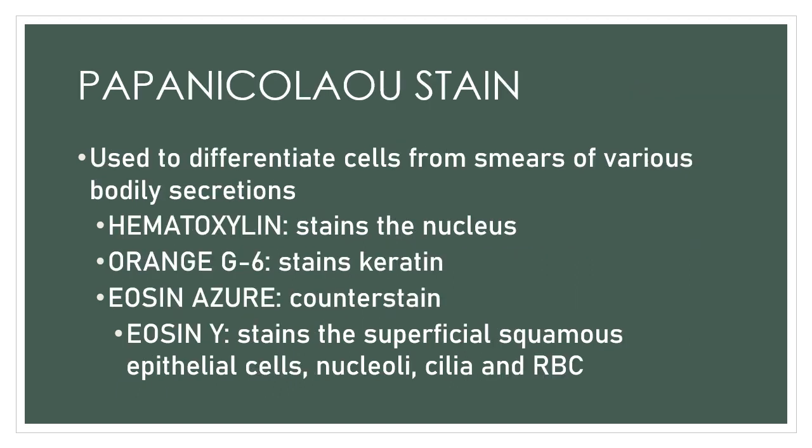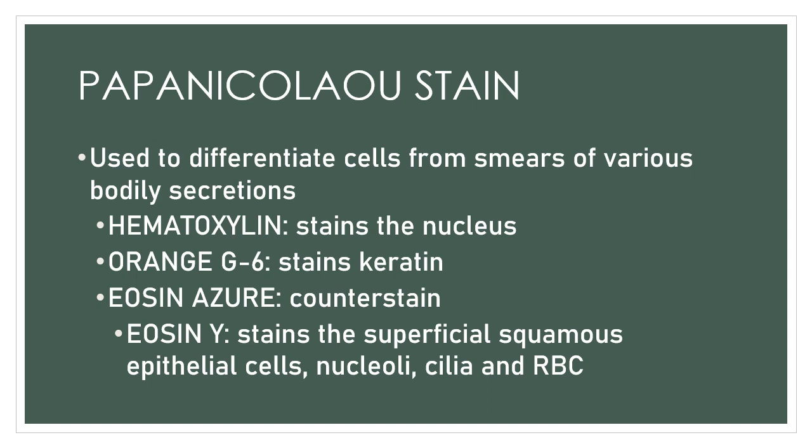You've already prepared your smear and fixed it, then of course we're going to do the staining. For cytological staining, you usually use the Papanicolaou stain, to differentiate cells from smears of various bodily secretions. You have here a combination of stains. Your hematoxylin will stain your nucleus.